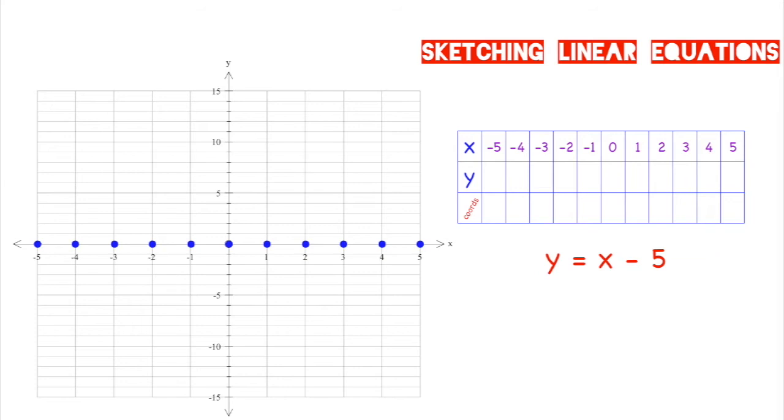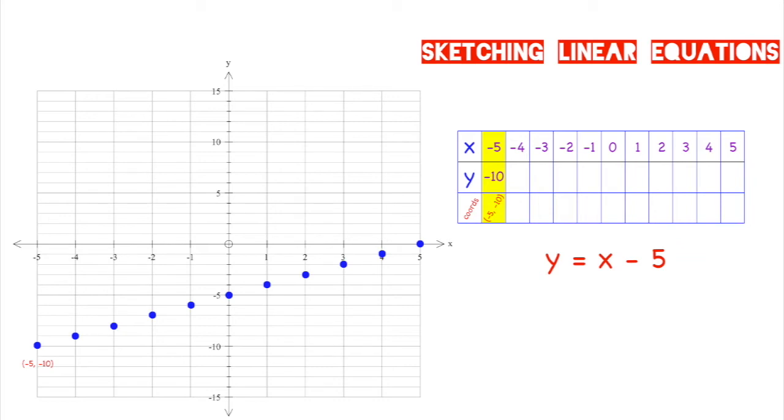Now let's do the same thing but for the equation y equals x minus 5. So to find the height of the line for each x coordinate, what we're doing is subtracting 5 from each value of x. So checking it out now, -5 minus 5 is -10, giving us the coordinate of -5, -10.